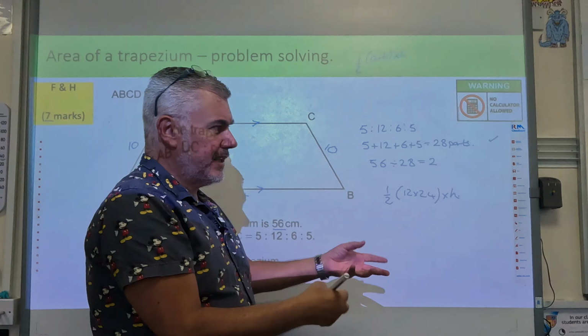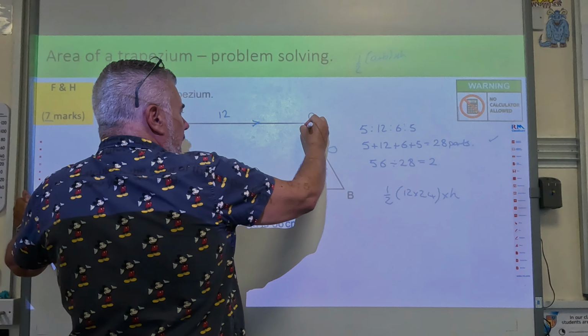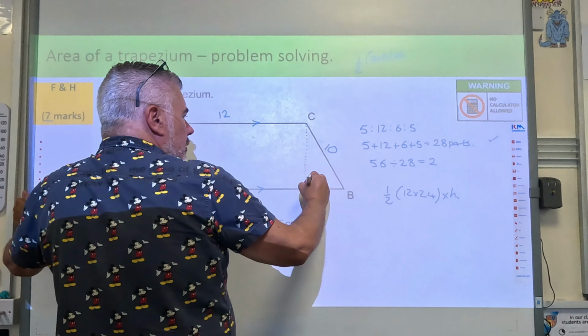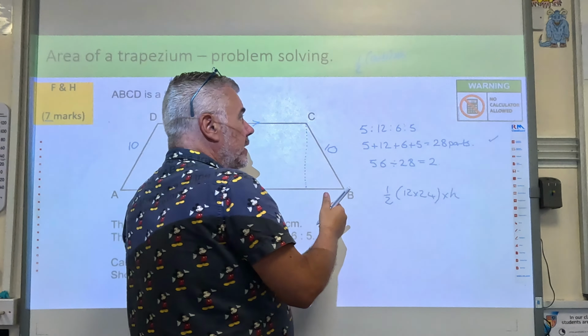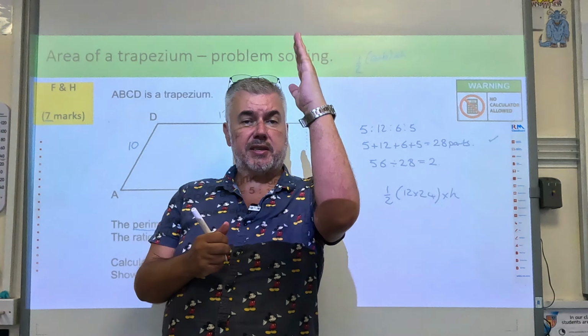I don't know the height. I need to try and work out this height. It's the perpendicular height that I want. Don't be tempted into one of these 10s. If you remember last video, if you buy a Christmas tree and you ask for a 6 foot, you want the 6 foot to be that way.